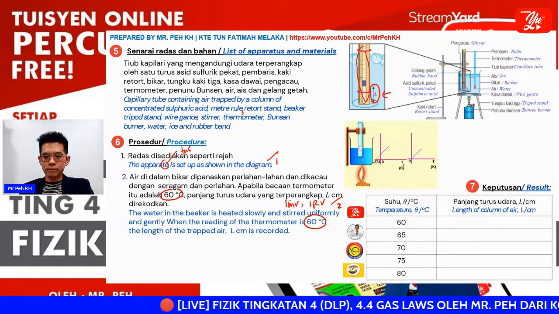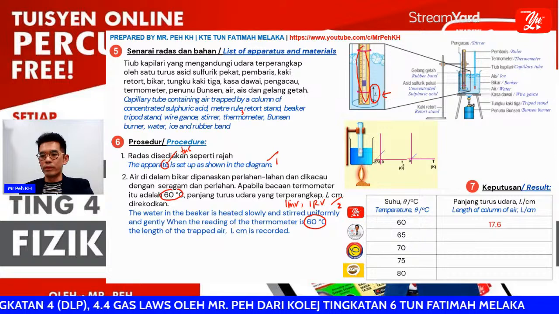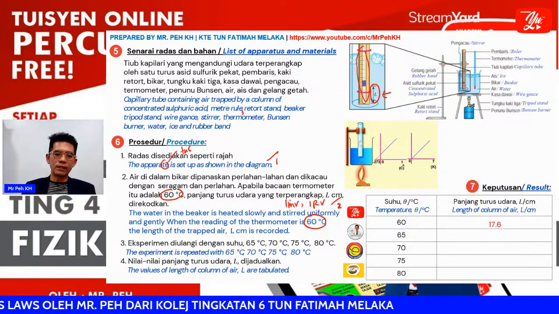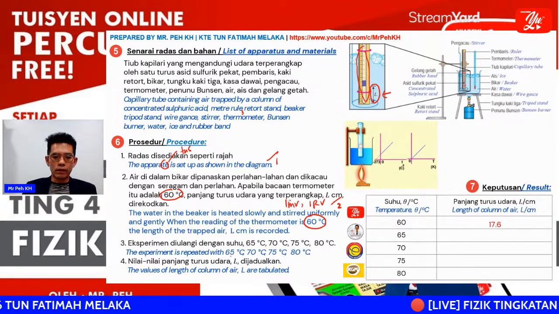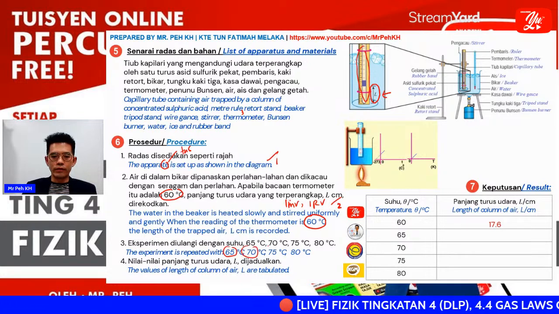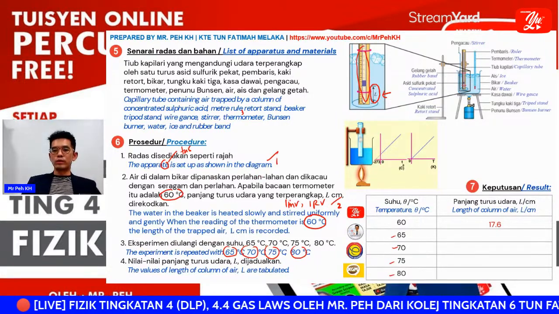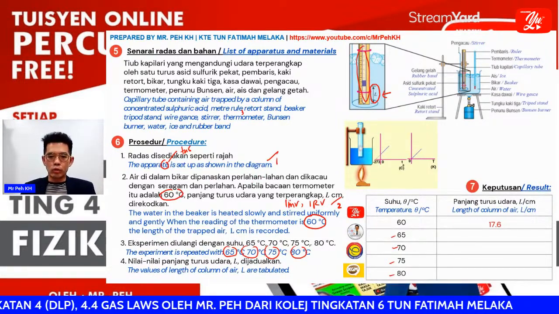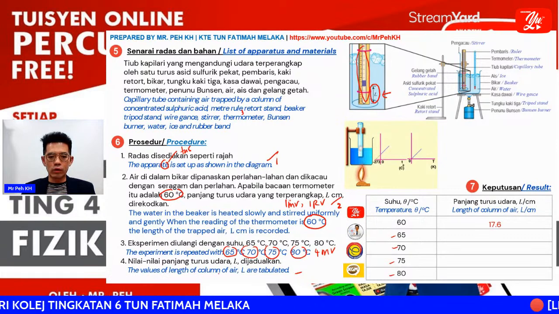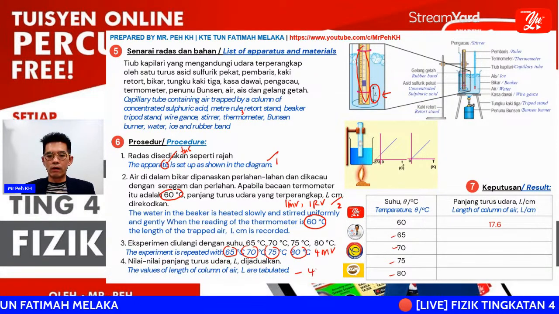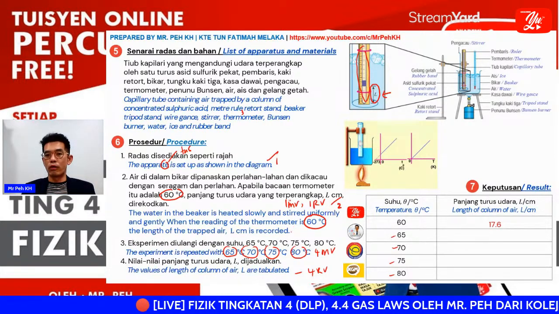Okay, then the third, you need to label your reading. So the reading I get is 17.6. Then the next, you need to repeat your experiment of step 2 for another 4 readings, minimum 4 readings. This is the reading I did together with my students. This will be the 4 MV, and then you measure again the length of the column. This will be the 4 RV. So you will get full marks. Normally it will be in the range of 3 to 4 marks for procedure.